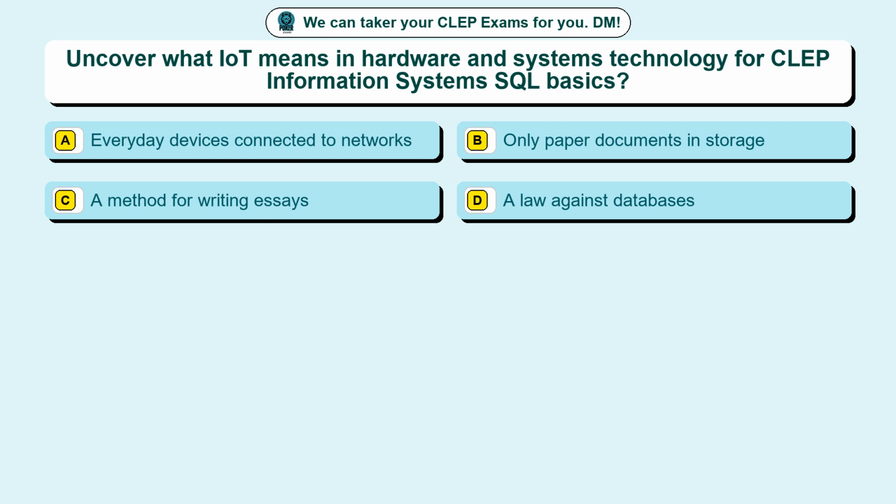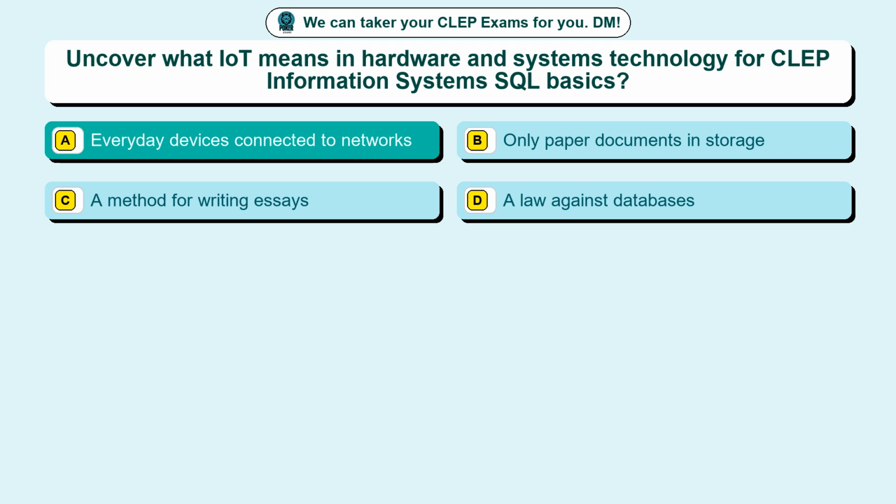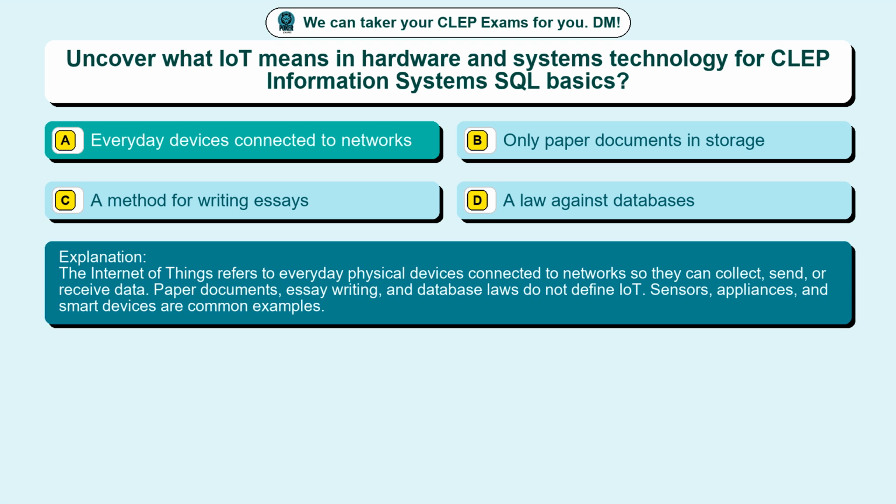Question 62. Uncover what IoT means in hardware and systems technology for CLEP Information Systems SQL Basics. Option A. Everyday devices connected to networks. Option B. Only paper documents in storage. Option C. A method for writing essays. Option D. A law against databases. The correct answer is option A. Everyday devices connected to networks. The Internet of Things refers to everyday physical devices connected to networks so they can collect, send, or receive data. Paper documents, essay writing, and database laws do not define IoT. Sensors, appliances, and smart devices are common examples.